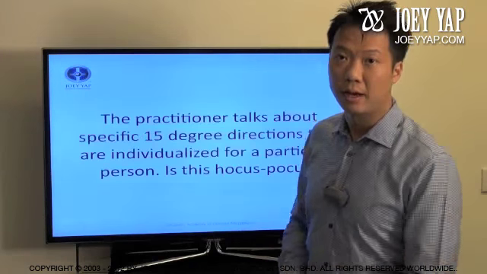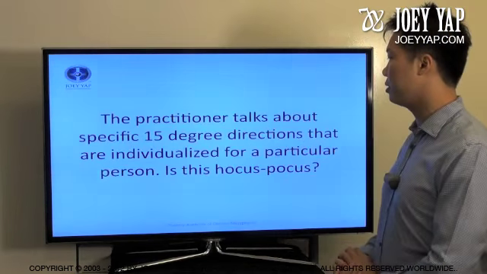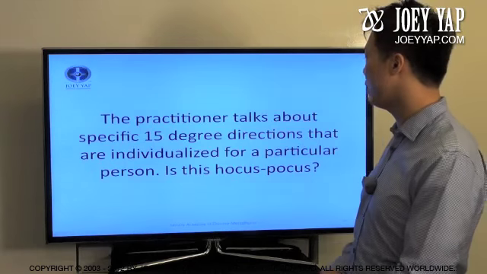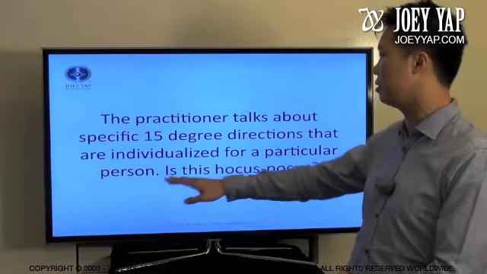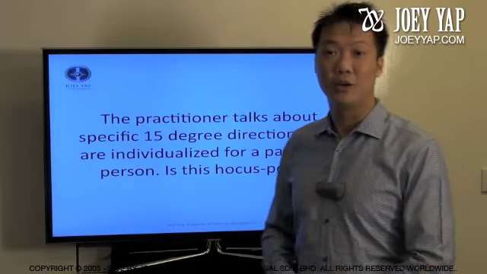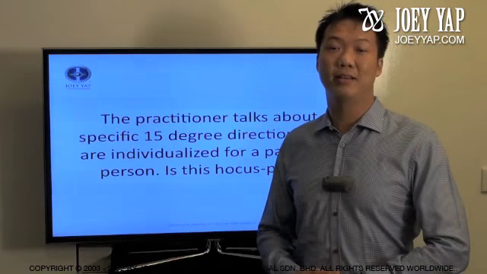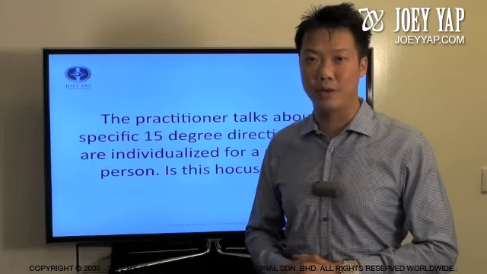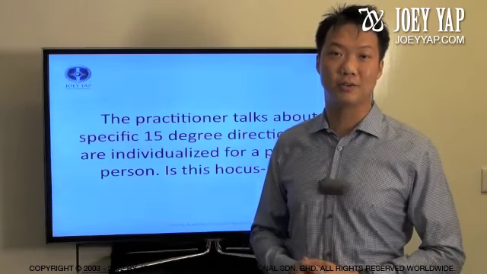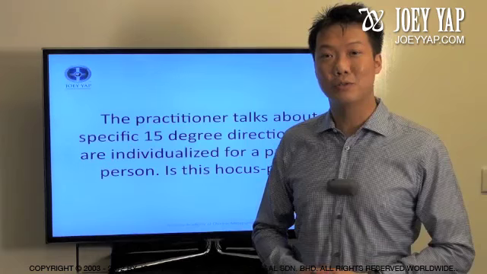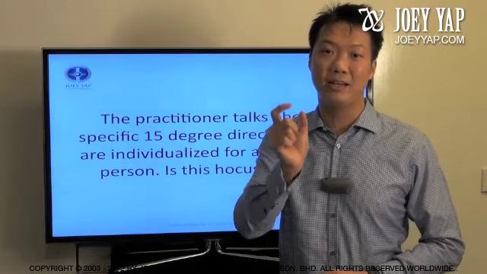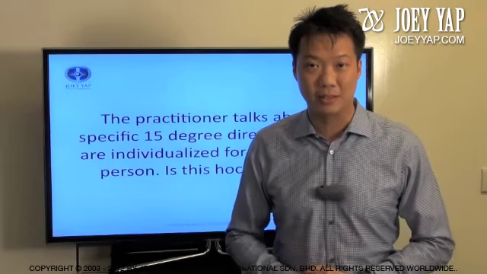And there's the next question here. The practitioner talks about specific 15-degree directions that are individualized for a particular person. Is this hocus pocus? No, it is not. In fact, in higher level Feng Shui, if you go up to level 4 of our studies, or you study until Shan Kong Da Gua or San He Feng Shui, it goes down to the specific degree in the compass that represents the person. It's that precise.